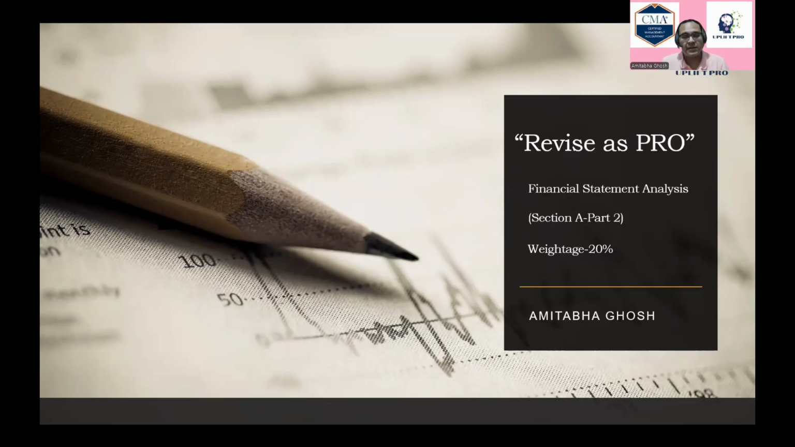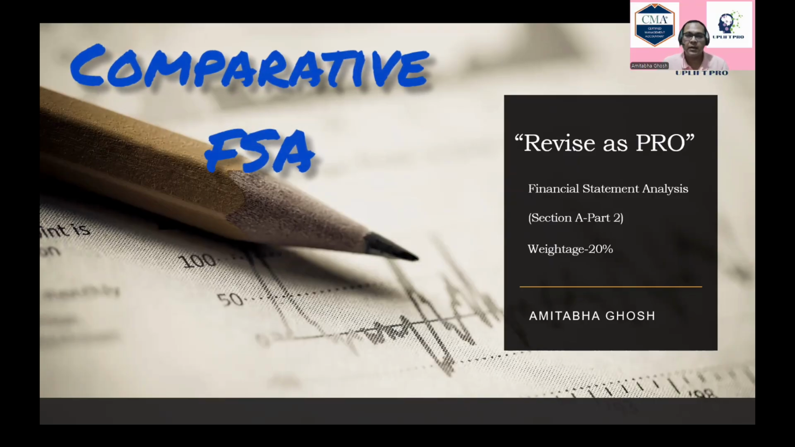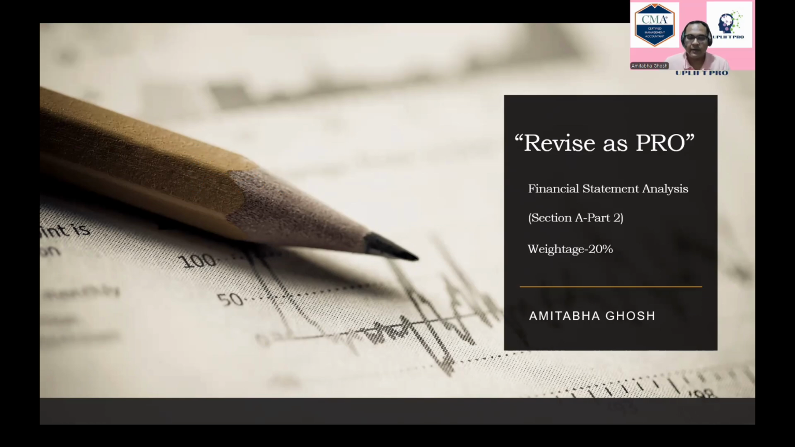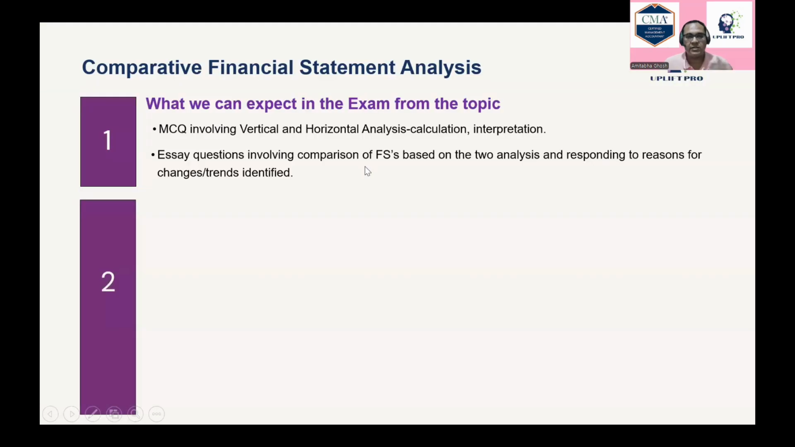Now, financial statement analysis for the US CMA syllabus covers various aspects involving the financial ratios, then profitability analysis, certain special issues, as well as comparative financial statement analysis. Today, in this particular revision session, we are going to discuss comparative financial statement analysis. So let's get started, everyone, and let's see what is expected for the examination.